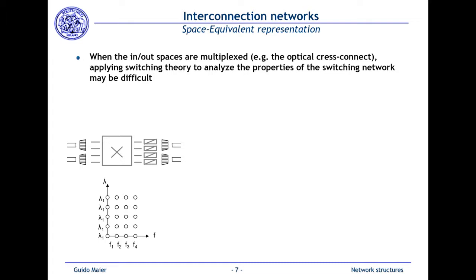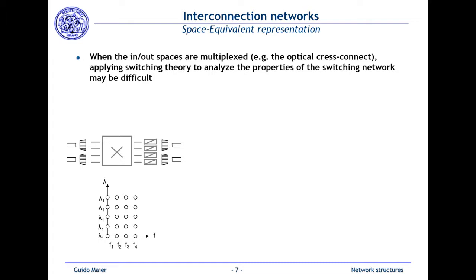For example, in the case of the optical cross connect, we have already seen that you can have fibers F1, F2, F3, F4, and so on. So for each fiber you have a certain number of wavelengths, lambda 1, lambda 2, lambda 3, and so on. This is because when you inject optical signals at different wavelengths in the same fiber, they don't interfere. So you can multiplex more signals in the same fiber.